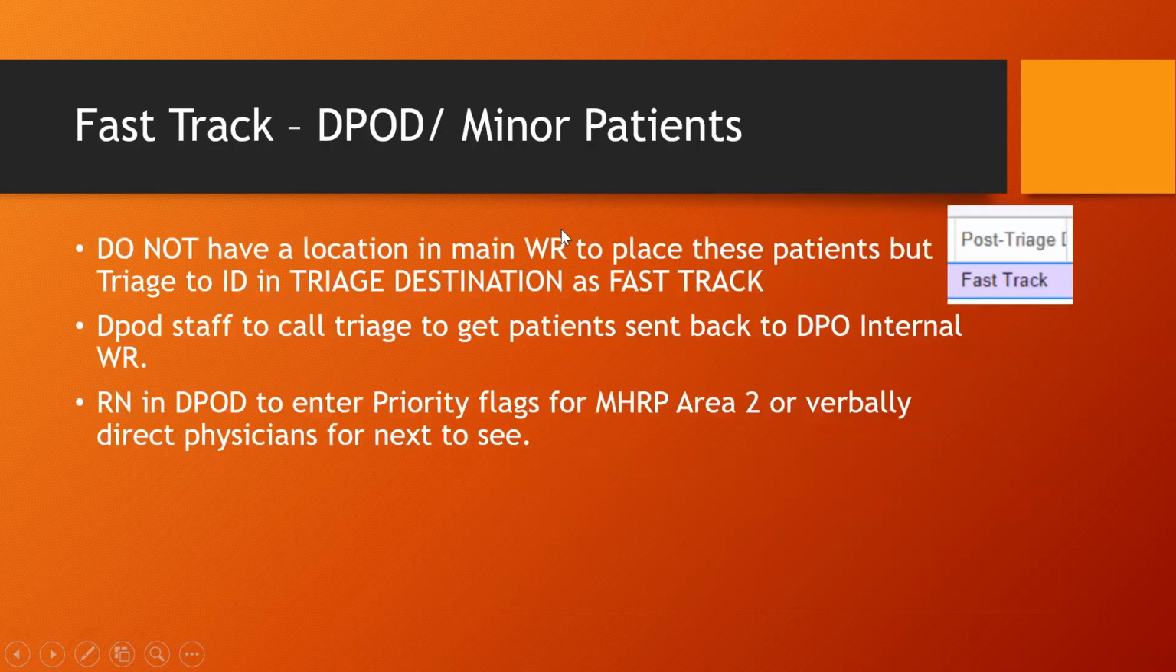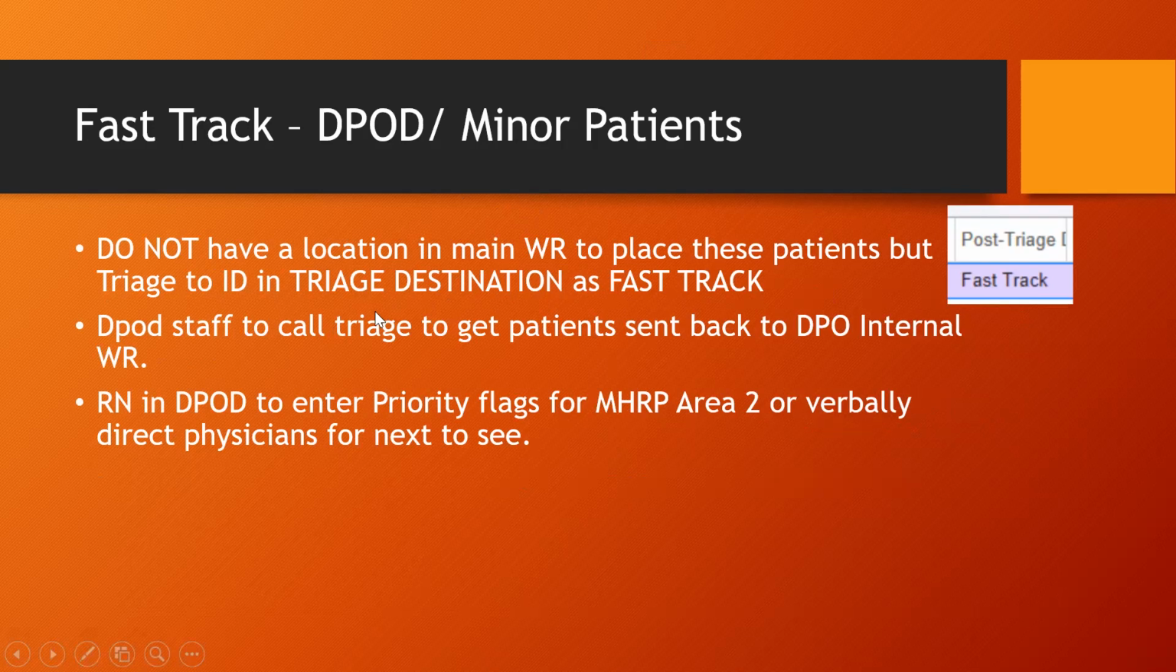Fast track patients, the criteria for fast track patients, they're called fast track in Connect Care. We call them minor patients, whatever you like to do, but they do not have a treatment location in the main waiting room. So we really need to make sure we put that triage destination of fast track. So post triage destination will say fast track. That will just make it easier for the lead when you're allocating bed spaces and putting in your sequencing, your priority flags.